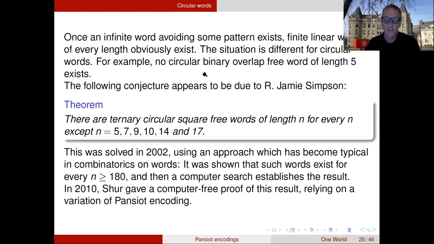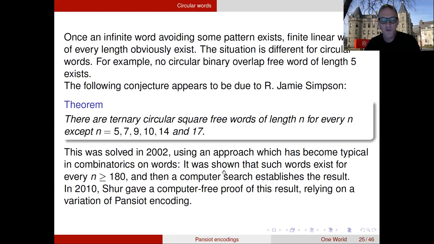The following conjecture seems to be due to Jamie Simpson. Jamie conjectured there are circular ternary square-free words of length n exactly for the lengths other than 5, 7, 9, 10, 14, and 17. This was drawn to my attention. The problem was solved in 2002 using a very typical approach for us now. You show that these words exist if n is greater than or equal to 180, and then you give it to your computer, and your computer kicks out words for the appropriate values up to 180.